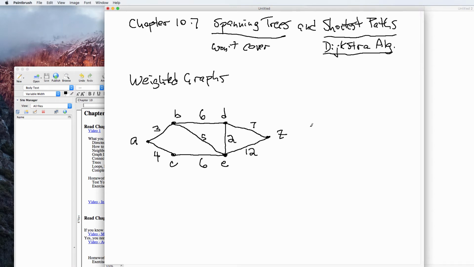But here's what we want to consider now. You could think about this either as driving in your automobile, or as a network packet. Maybe you're at point A and you want to go to Z. And you ask the question, what is the shortest path from A to Z?